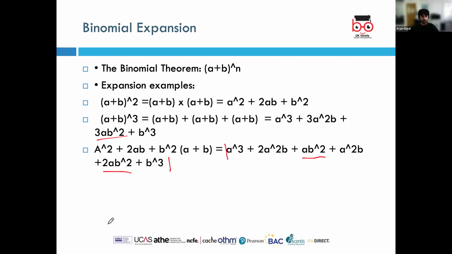So what have we got left, right? We've got this, this, this, and then this. So those are the four things we have to deal with next.